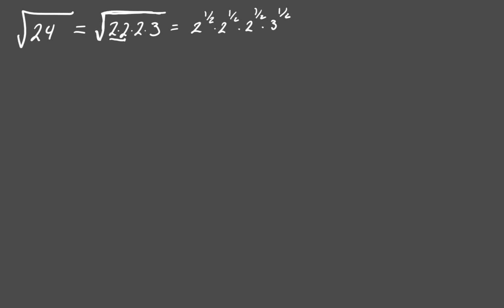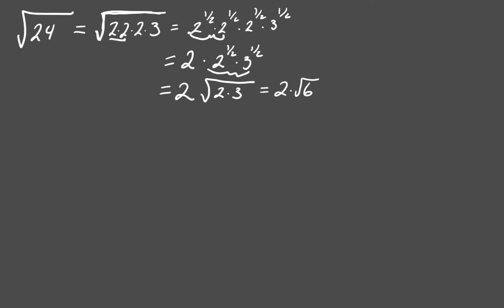Because it's under the square root, we talked about radicals being fractional exponents. Well, these two together form a full 2. So I've got a 2, and then I've got a 2 to the 1/2, and a 3 to the 1/2. I'm going to put these back under a radical, since these are fractional exponents and I can't combine them with anything else to make a whole number exponent. So I'm going to write this as 2 times the square root of 2 times 3, which we'll write as 2 times the square root of 6. So the square root of 24 simplifies as 2 times the square root of 6.